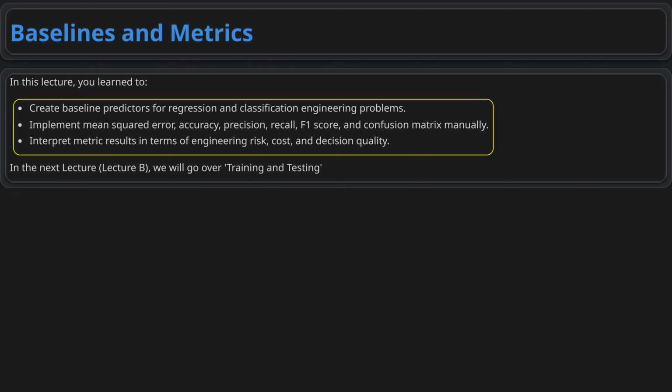In this lecture, you learn to create baseline predictors for regression and classification engineering problems, implement mean-squared error, accuracy, precision, recall, F1 score, and confusion matrix manually, and interpret metric results in terms of engineering risk, cost, and decision quality. In the next lecture, Lecture B, we will go over training and testing.